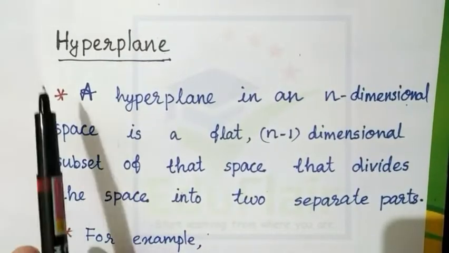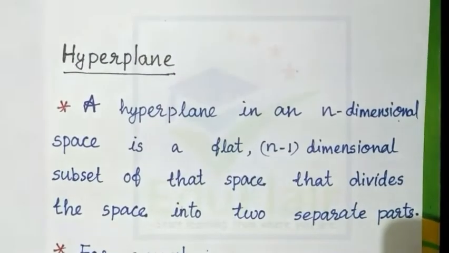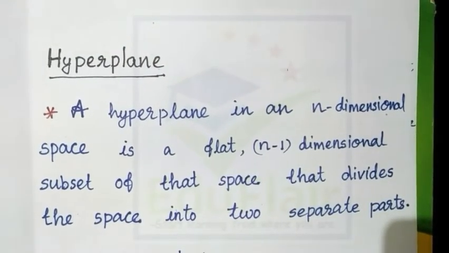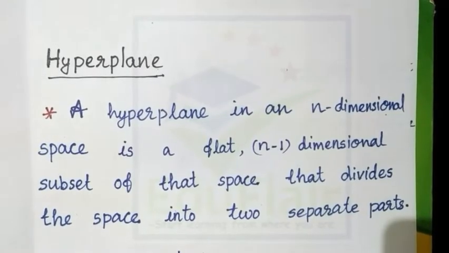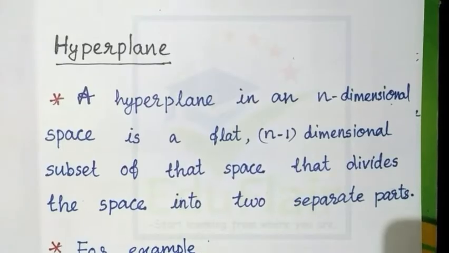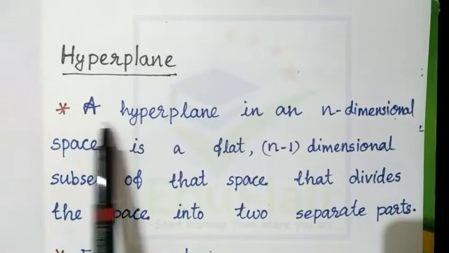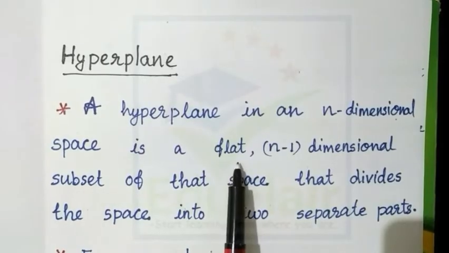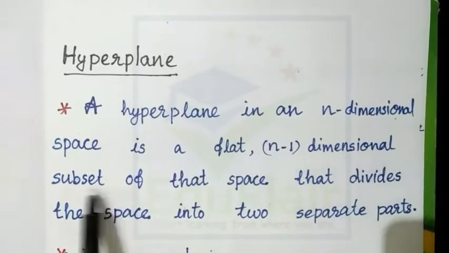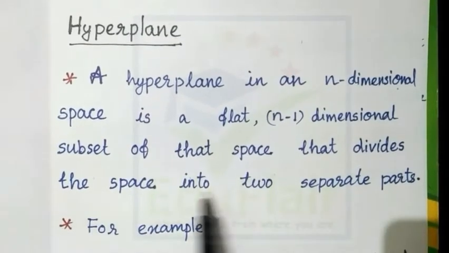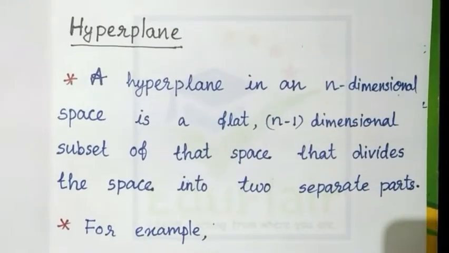Now let's see what is hyperplane. A hyperplane in an n-dimensional space is a flat n-1 dimensional subset of that space that divides the space into two separate parts. Okay.